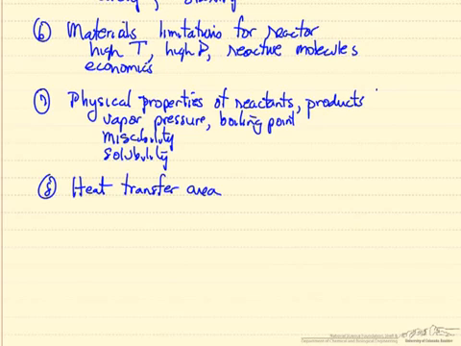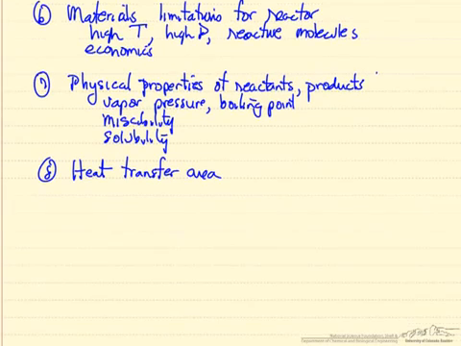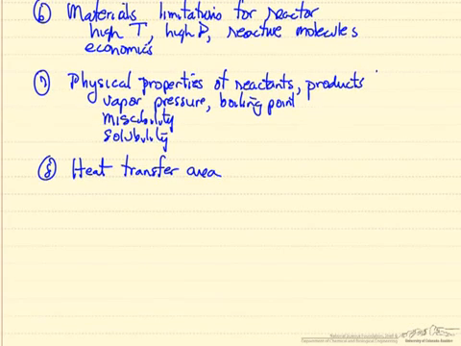And the last thing I'll add to the list here is the heat transfer area. An exothermic reaction means typically we have to remove heat. We have a jacket around the batch reactor. Do we have a sufficient heat transfer area? What's the maximum temperature we're going to get in the reactor? Can we control the temperature? Again, it relates to safety issues.